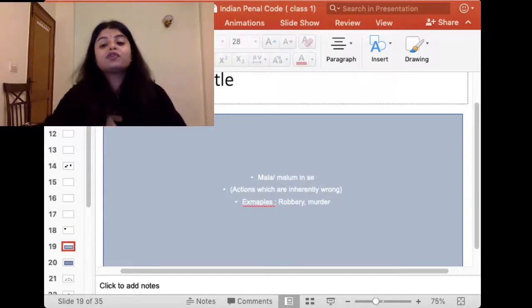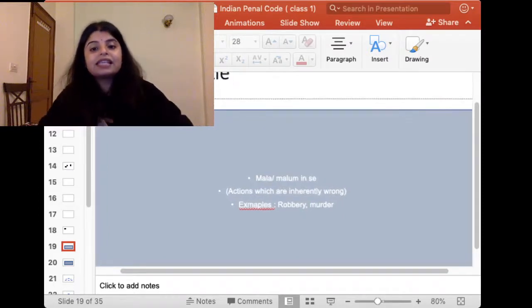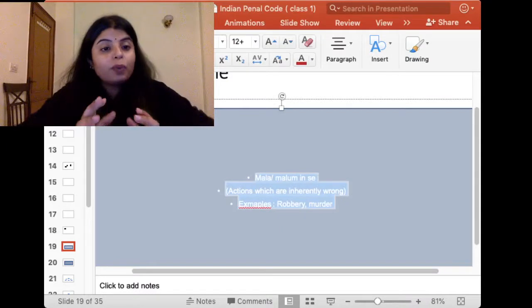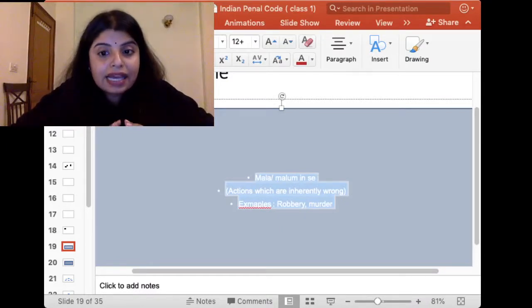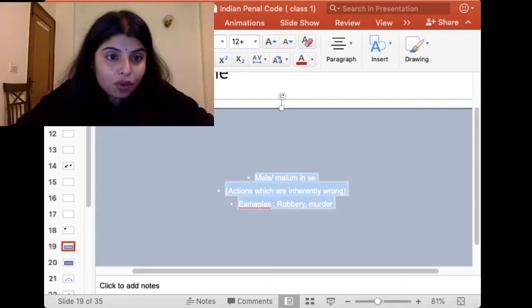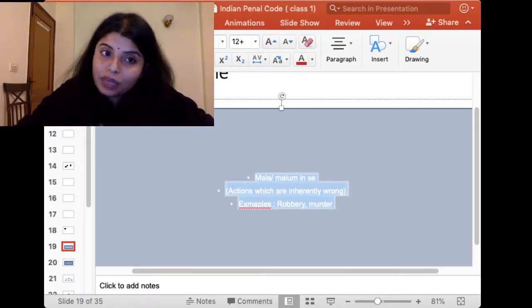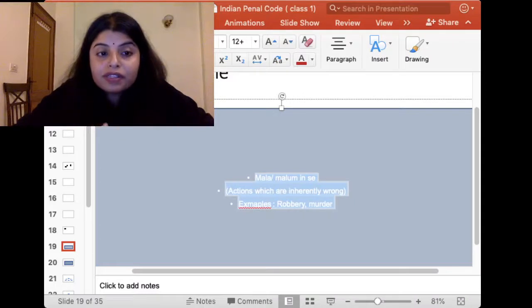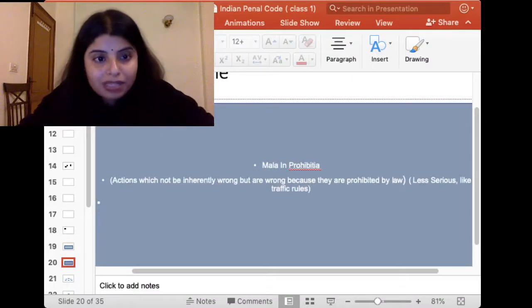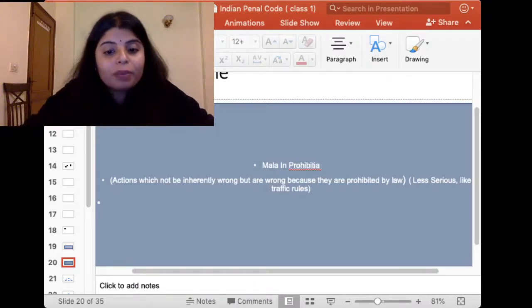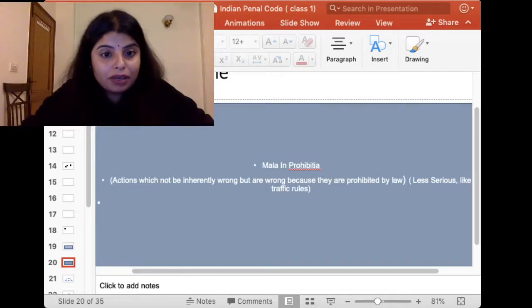Next we have to see a few maxims here. See, mala in se and mala prohibita. When you see mala in se, it means actions which are inherently wrong. For example, even if the law was not drafted, murder, theft, and all of them, they were wrong in themselves, right? Okay, inherently they were wrong, but there were certain offenses that were made wrong by the law. For example, the traffic rules, for example, wearing of the mask in public. These are called mala prohibita. That means they were not inherently wrong but are made wrong because they are prohibited by law.